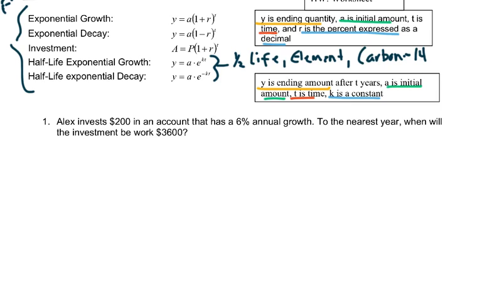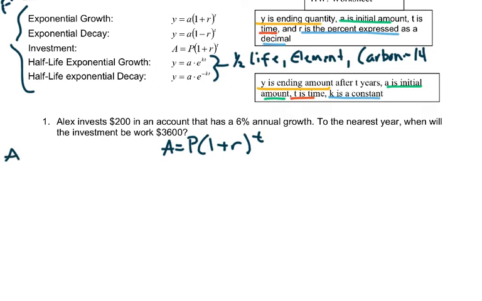All right, so Alex invests $200 in an account that has 6% annual growth. To the nearest year, when will the investment be worth $3,600? So we're going to use our investment formula. So A equals P times 1 plus R to the T.